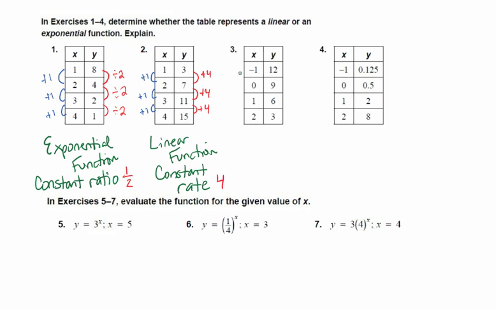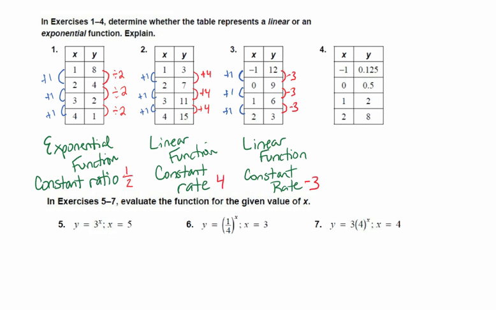So for number 3, we see that the change in x is a plus 1. Our change from 12 to 9 is moving down 3, 9 to 6 is down 3, and 6 to 3 is down 3. So here we see a constant rate. That tells us that we have a linear function with a constant rate of -3.